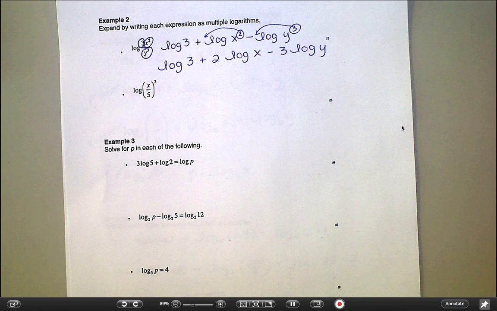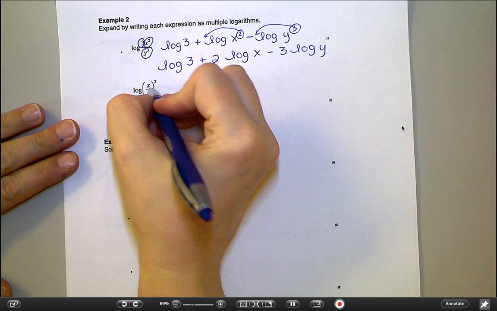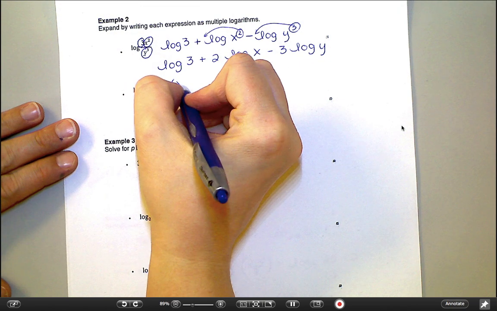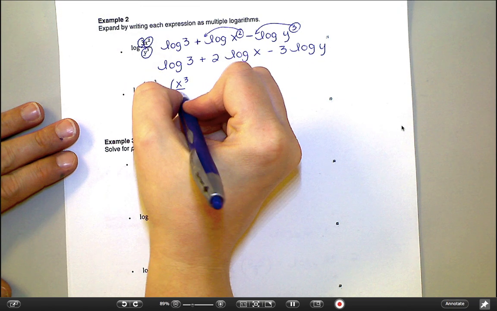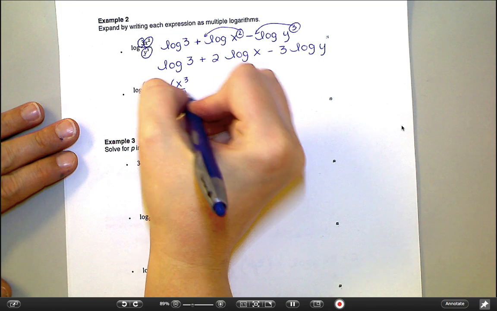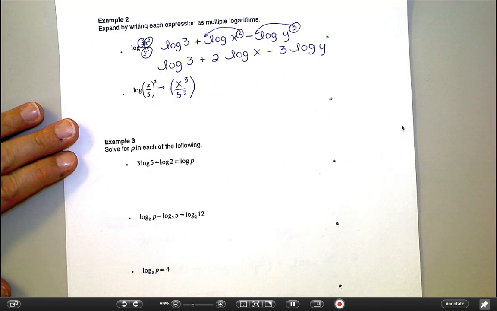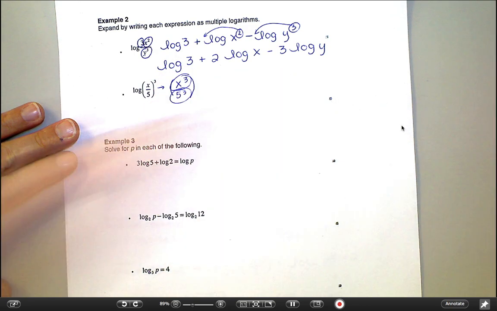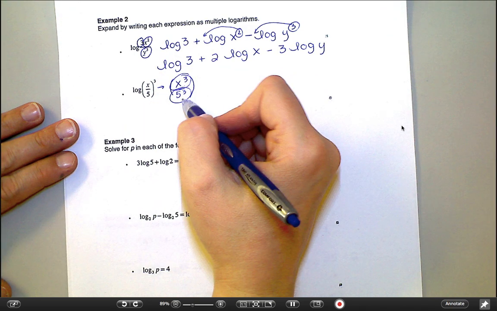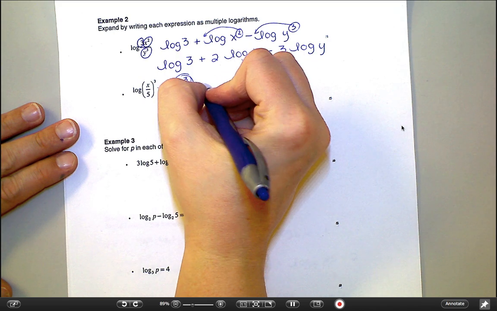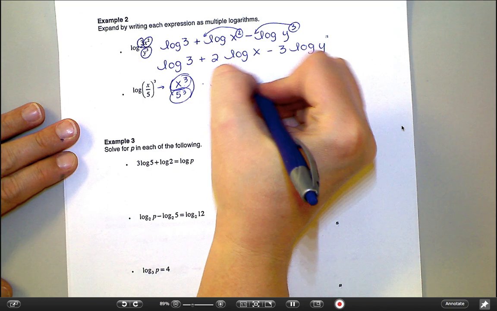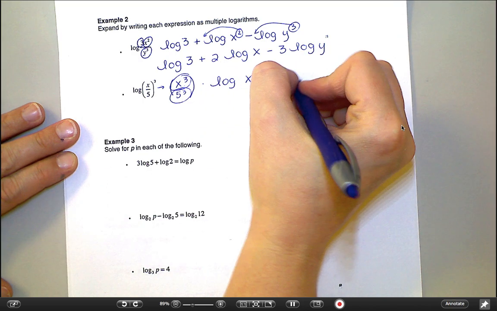Okay, so on that next one, just remember here that power of 3 really belongs on both terms. That's really like x to the third over 5 to the third. And if you want to make that 5 to the third into a 125, that would be okay. Or you can do what we're about to do. So I've got two separate pieces here. Each one gets its own log. So I'm going to say log of x cubed, log of 5 cubed.